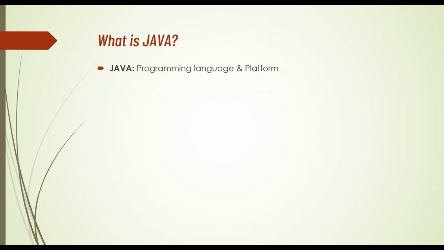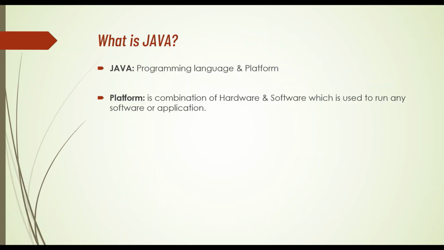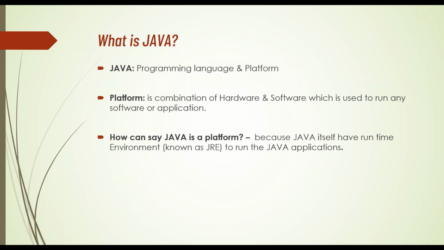So first of all, we need to understand what a platform is. A platform is the combination of hardware and software which is used to run any software or application. Now, how can we say Java is a platform? Java is a platform because Java itself has a runtime environment, known as the JRE, Java Runtime Environment, to run the Java application. Again, we will discuss the JDK, JRE, and the complete architecture in the upcoming videos. As of now, you can say Java is a platform along with being a programming language.